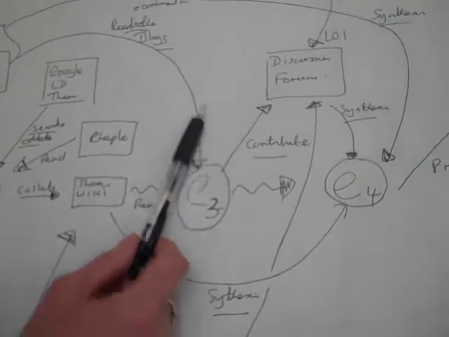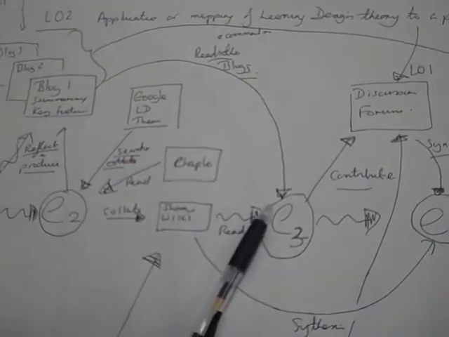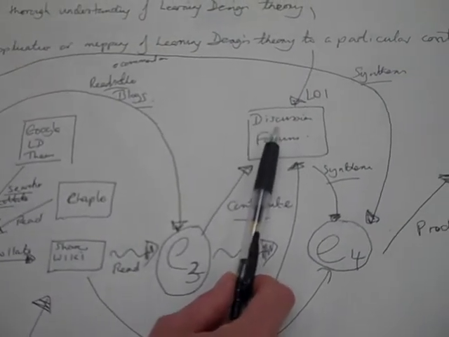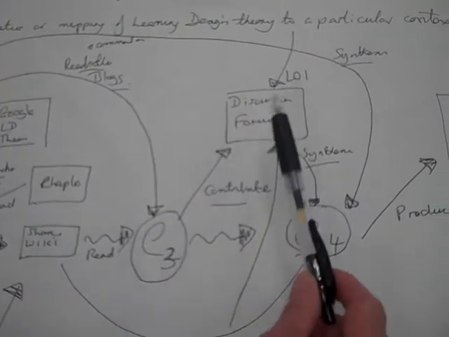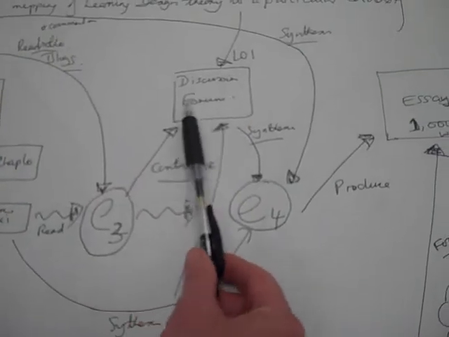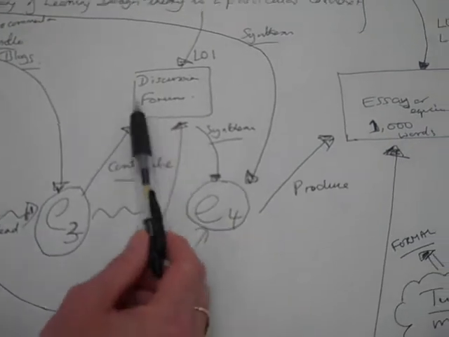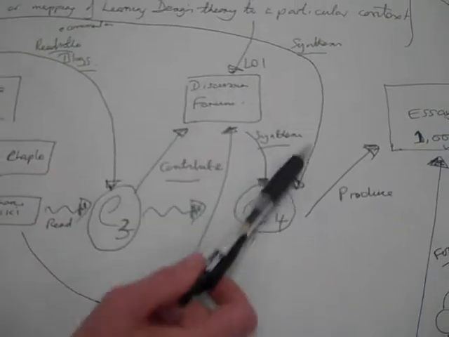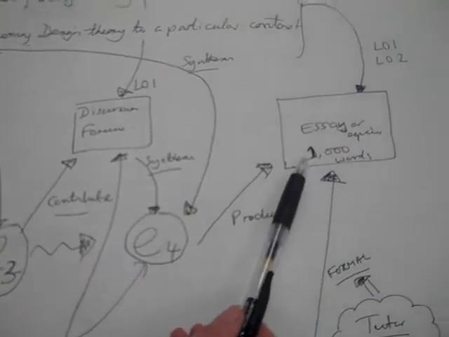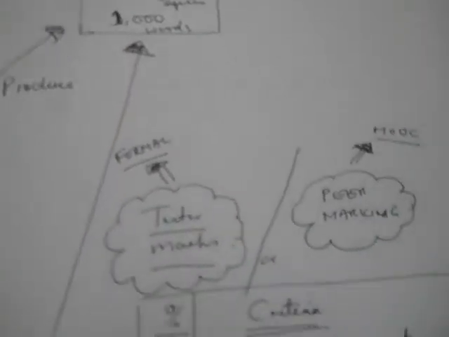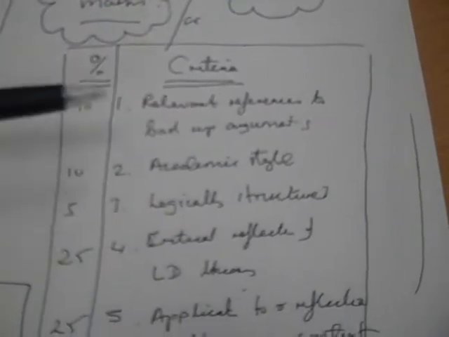They then read and comment on other people's blogs, and they also contribute to a discussion forum, which is seeded by the tutor in terms of some key questions. And the tutor provides, again, formative feedback on that discussion and summarises the key points. The key points from both the discussion forum and the blogs are synthesised, and they use all of that to produce their own individual essay or equivalent, which is 1,000 words, that the tutor provides summative feedback on. And here are the criteria against which that essay is marked.